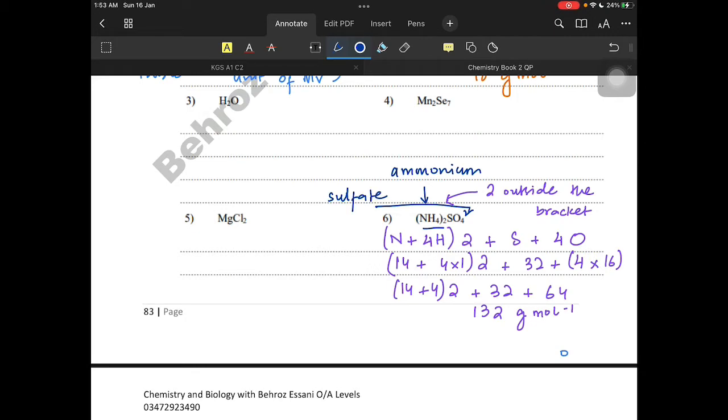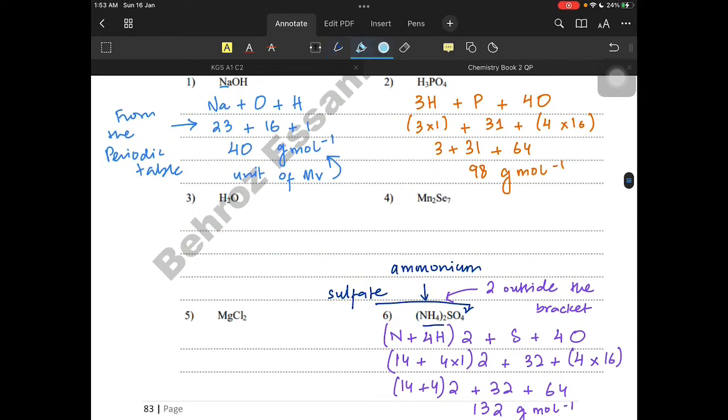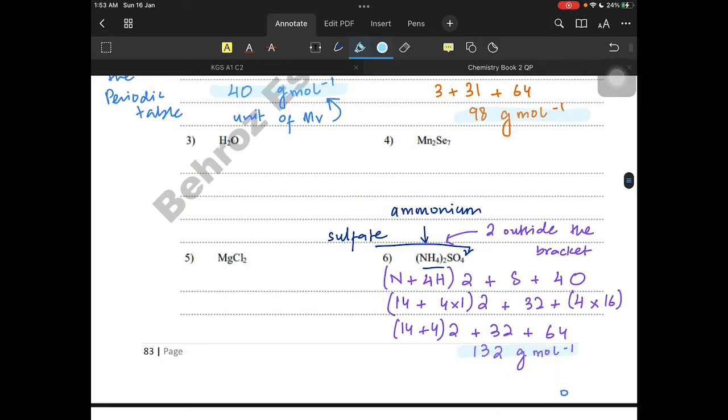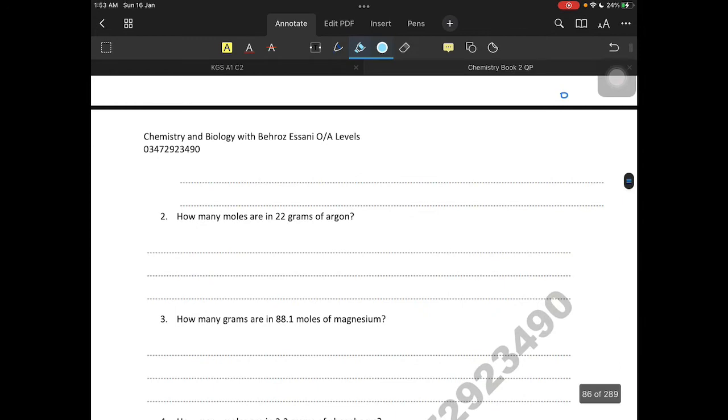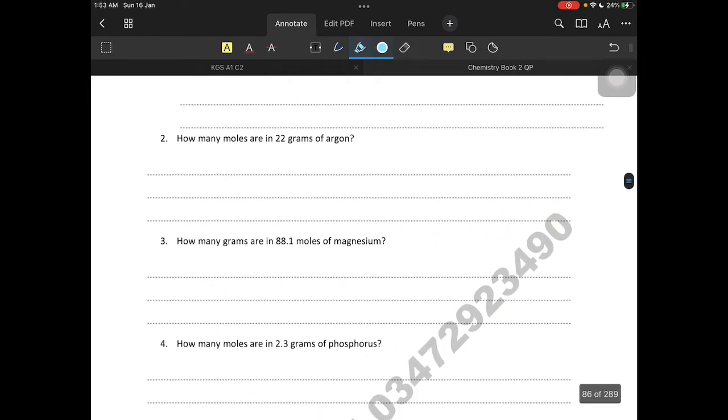So we know how to find out the molecular masses. We have only done 3 questions, but we are pretty sure how we can solve a few more of such questions. Let's jump to question 2. Let's see what it says. It says, how many moles are there in 22 grams of argon?